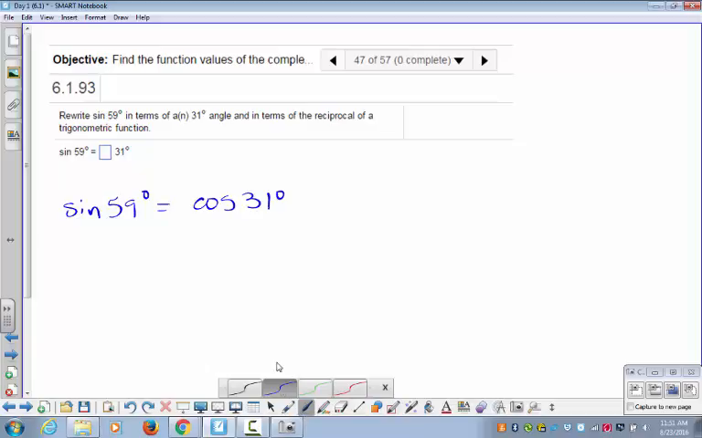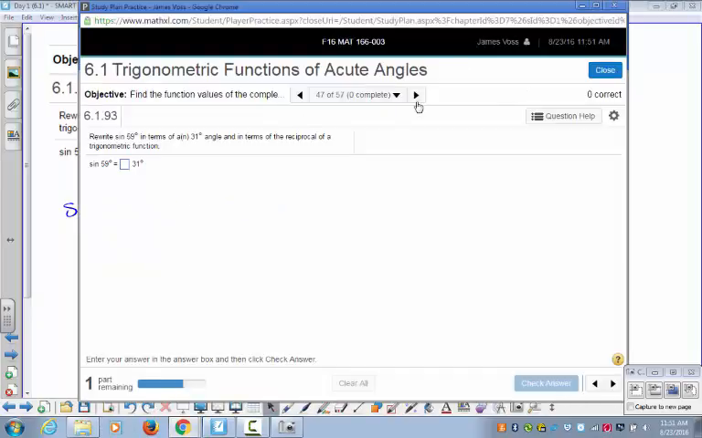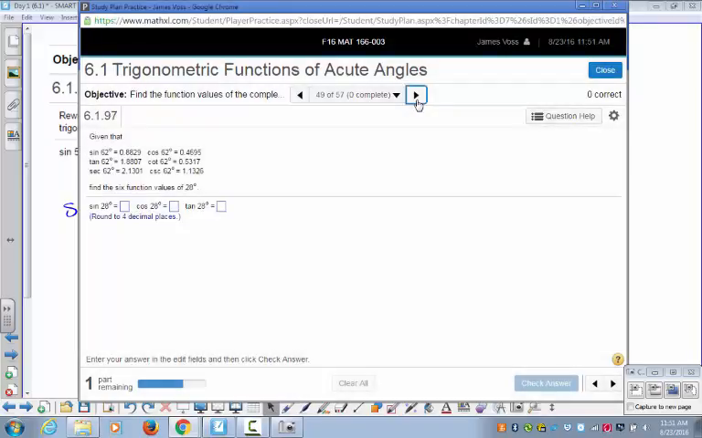Let's pick another one. I wanted to get one that's a little more complicated. Let's go back here. What I was looking for was that one. That's what I wanted.